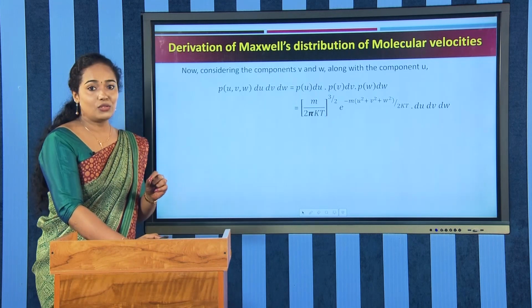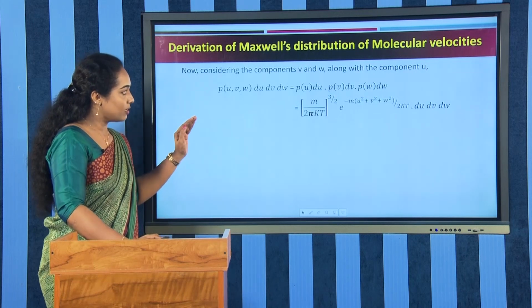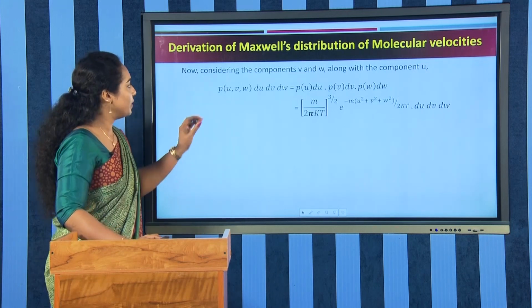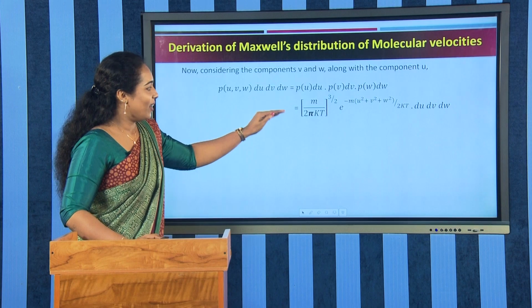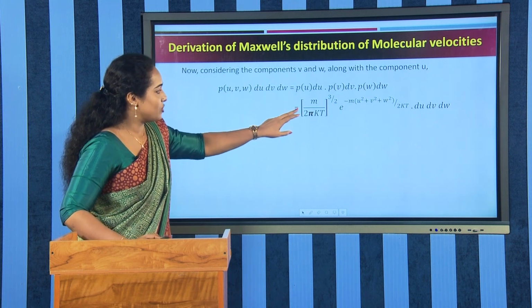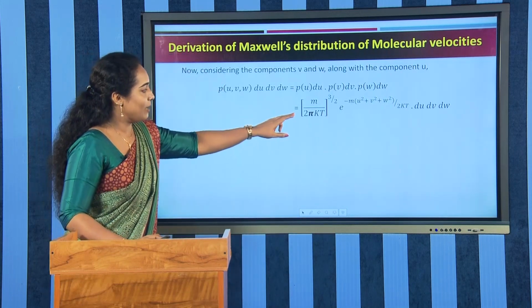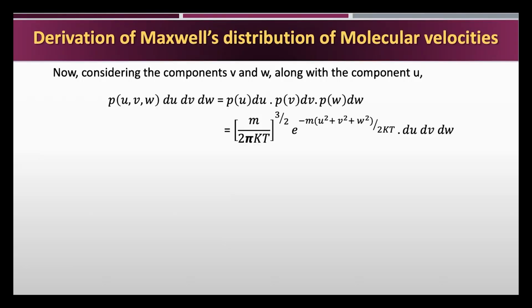Okay, as I said, this is the case for the gas molecule along component u only. Now we have to consider the gas molecule movement in all 3 dimensions. So for that we consider P(u, v, w) du dv dw, which we get by introducing all 3 components into our equation, that is, m divided by 2 pi kT raised to 3 by 2 times e raised to minus m(u square plus v square plus w square) divided by 2kT into du dv dw.